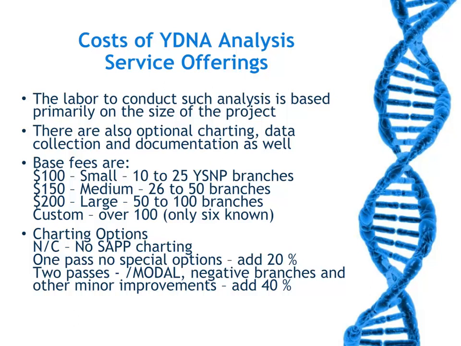Then you also have charting options. If you don't want any charting, there's no extra charge. If you want one pass, that's 20%. If you want 2 passes where I fine-tune things, which does improve the accuracy somewhat, then you add 40% instead of 20%.